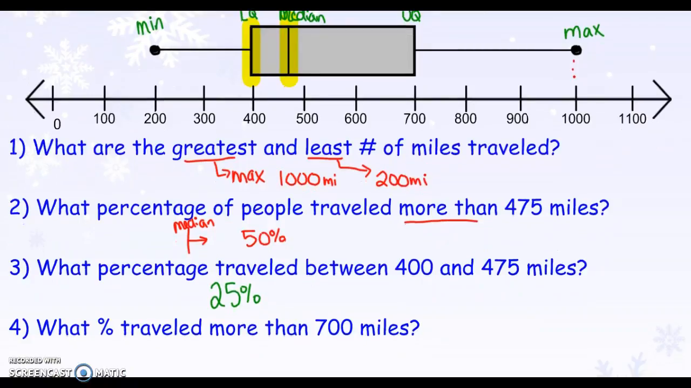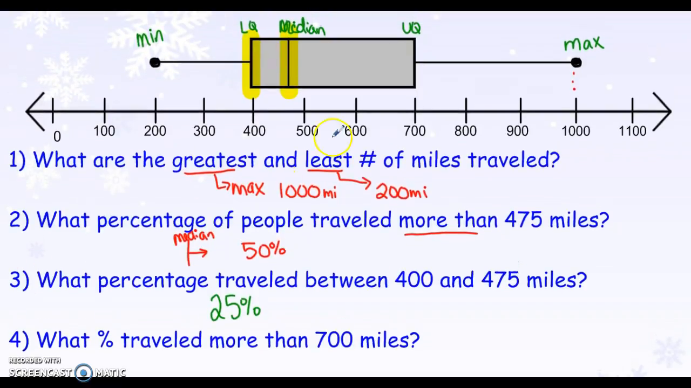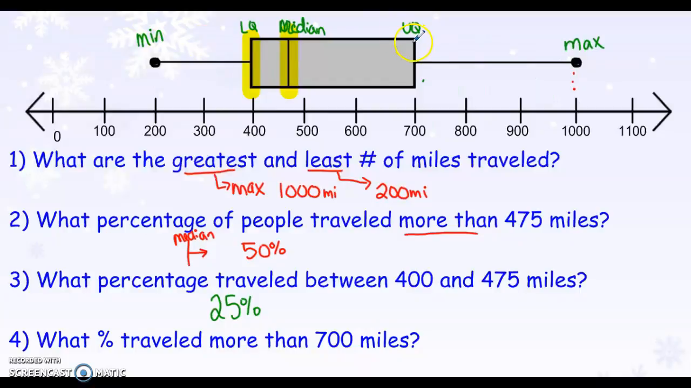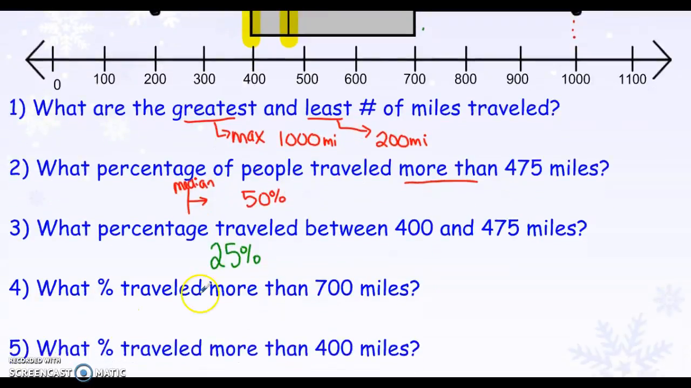Question 4. What percent traveled more than 700 miles? Taking a look at our box and whisker plot, more than 700 miles is all of the space up here. That is found by looking at our upper quartile at 700, going to our maximum. This area right here is representing 1/4 because the upper quartile is the middle of the upper half. So if that is a quarter, that is 25%.